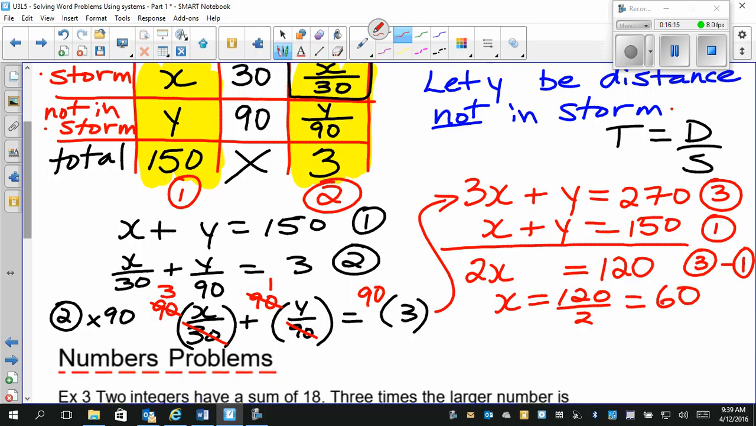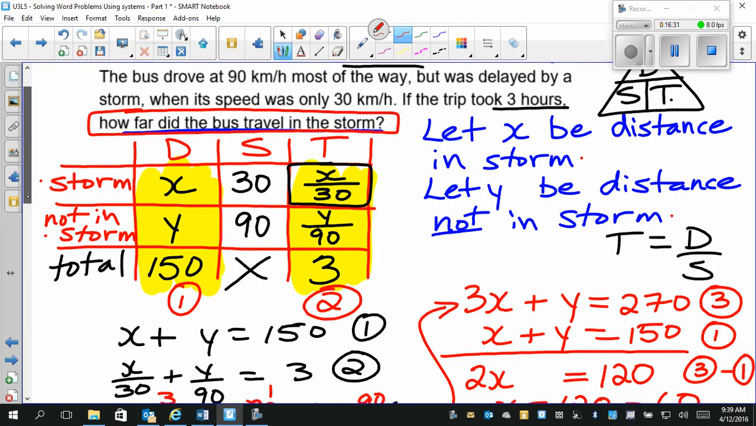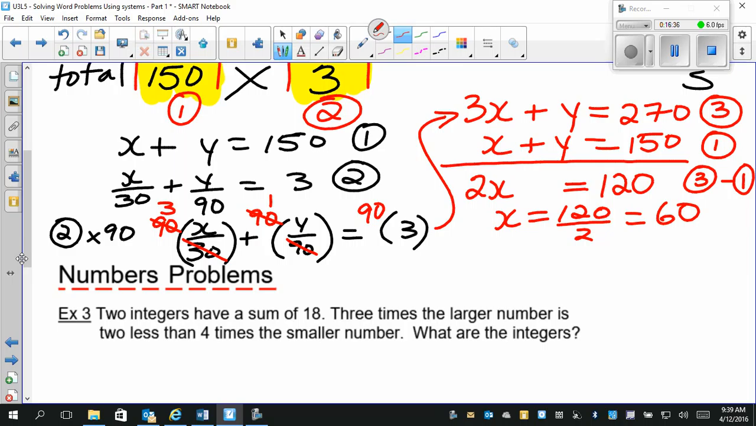Remember, x is the distance they traveled in the storm. And if I look at the end of the question here, that's all they wanted to know: how far did the bus travel in the storm? x represents the distance in the storm. So in this case, I don't have to even solve for y. I can just finish with, therefore, the bus traveled 60 kilometers in the storm.